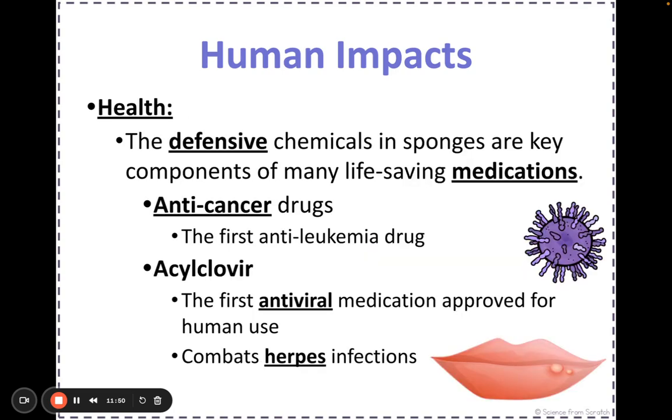Another human impact would be health. So the defensive chemicals in sponges are key to many life-saving medications. So we talked about that a little bit ago. They can be used for things like anti-cancer drugs. So this was the first anti-leukemia drug, actually came from some of those defensive chemicals in sponges. Also, the first antiviral medication, which was approved for human use, which can combat the herpes infection, came from sponges as well.